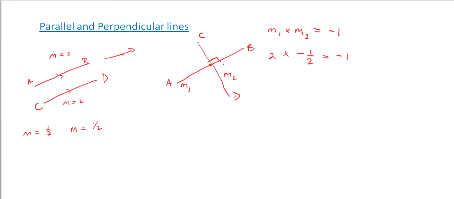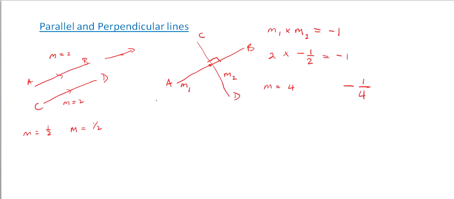So you can be given the gradient of one line and you will be asked to find the gradient of a line that is perpendicular to it. So let's say we have a line and they tell you that the gradient of one line is, let's say, 4. Then the gradient of the line that is perpendicular to that line, all you have to do is put a minus sign in front and invert the gradient. So the gradient of the other line will be minus a quarter. Okay, and we'll come to that question just now.